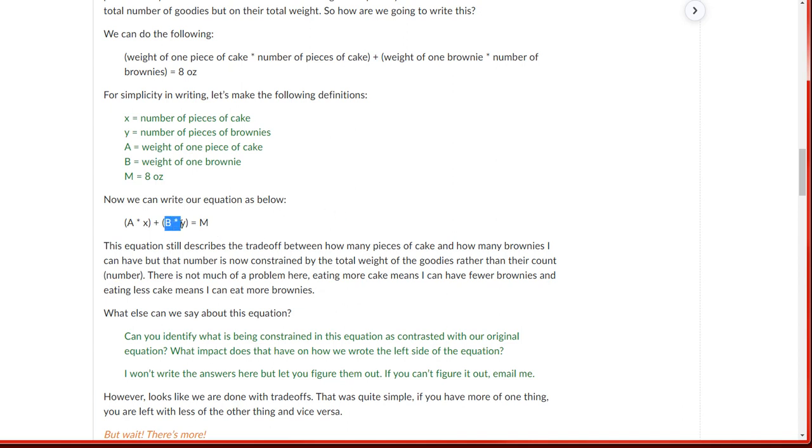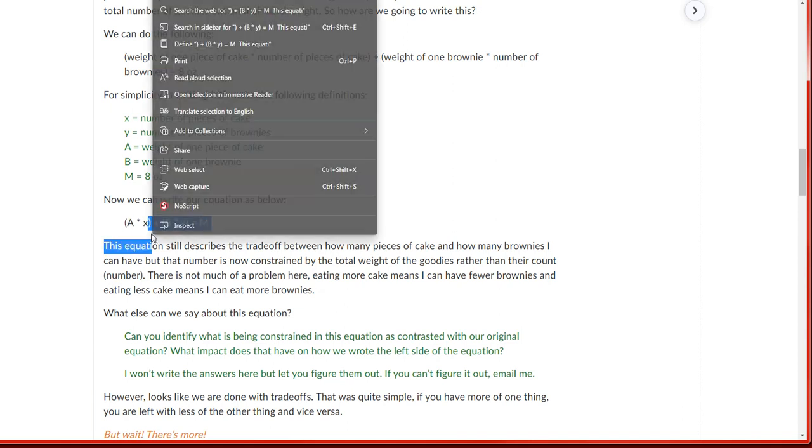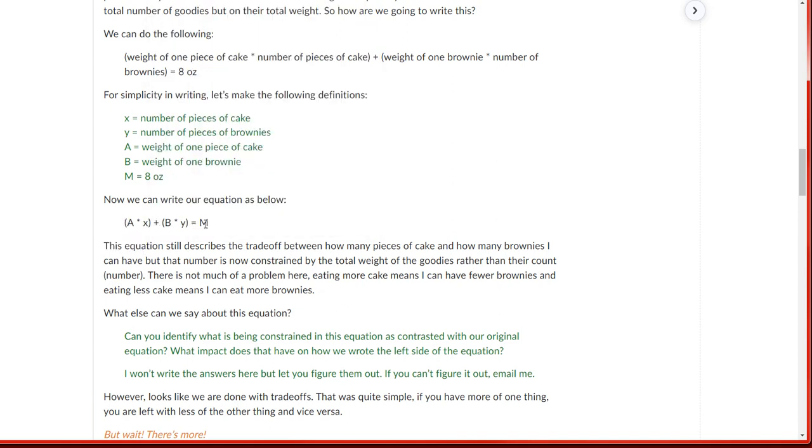And then you look at this term, and you'll find out that each of these terms is also in the units of weight, because let's say you have 2 pieces of cake, and each piece of cake weighs an ounce. So now you have 2 ounces. So the units of this term are 2 ounces, and the units of this term, maybe, 4 ounces or 6 or whatever it is, depending on the weight of the brownies. But the key piece over here is that the units of each of these terms is exactly the same as the unit of this constraint.